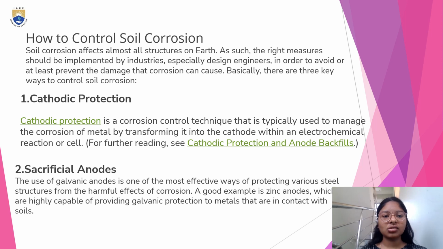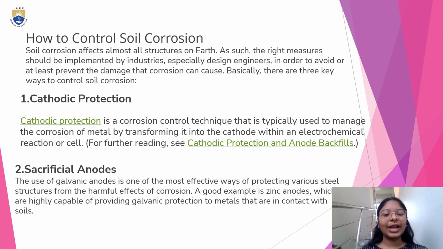The first way is cathodic protection. Cathodic protection is a corrosion control technique that is typically used to manage the corrosion of metal by transforming it into the cathode with an electrochemical reaction or cell. For further reading, we have to go deeper into cathodic protection and anode backfills. Now, we are entering into our next way, sacrificial anodes.